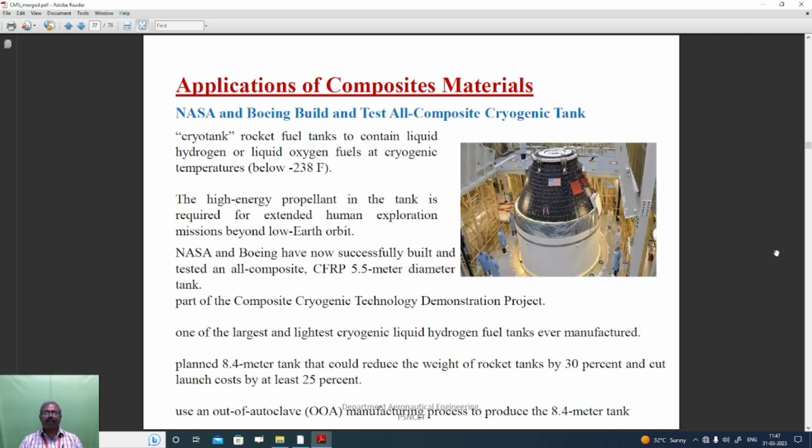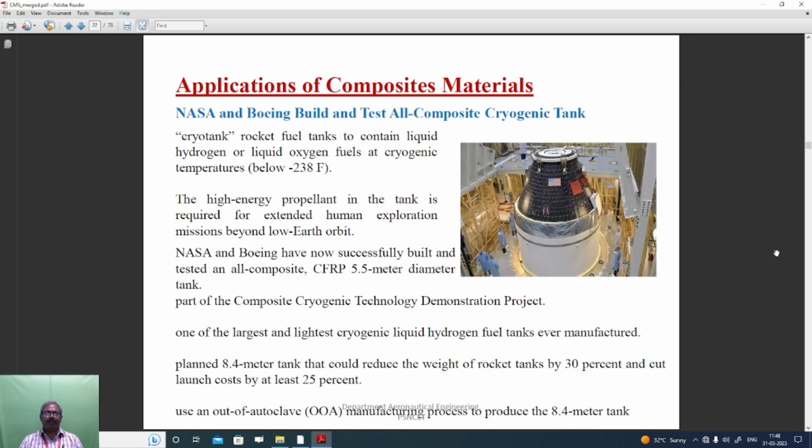NASA and Boeing build and test an all composite cryogenic tank. Cryogenic rocket fuel tanks contain liquid hydrogen or liquid oxygen fuels at cryogenic temperature, that is below minus 238 degrees Fahrenheit. The high energy propellant in the tank is required for extended human exploration missions beyond low Earth orbit.